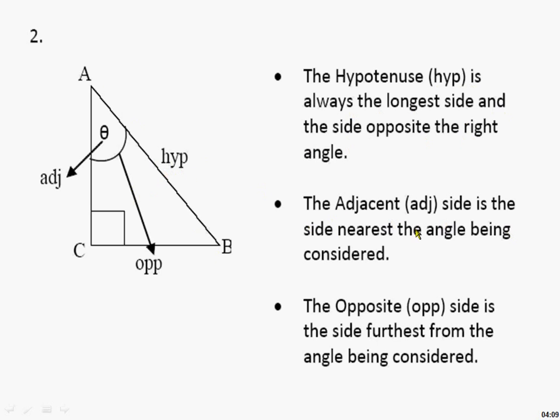The adjacent side is the side nearest the angle being considered. In this case, if theta is the angle being considered, the adjacent side will be the side next to it, which will be the side AC, and the opposite side is the side furthest from the angle being considered. If we follow the arrow, the side furthest away from theta is the side CB.